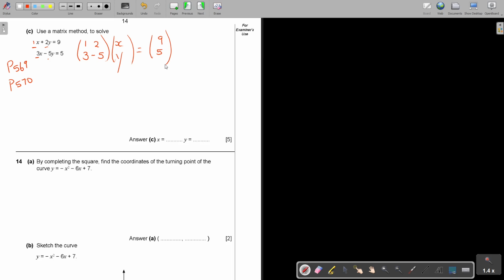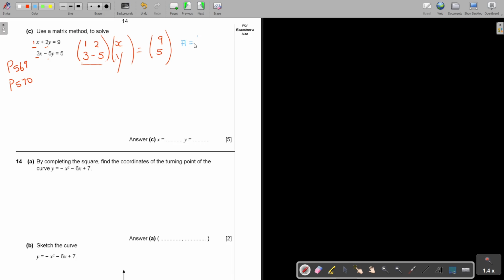Okay. So basically what I'm going to do, you can do it on the side, whatever. I first want to go and find the inverse of that one. So basically, I'm going to say here on the side, this is now A.